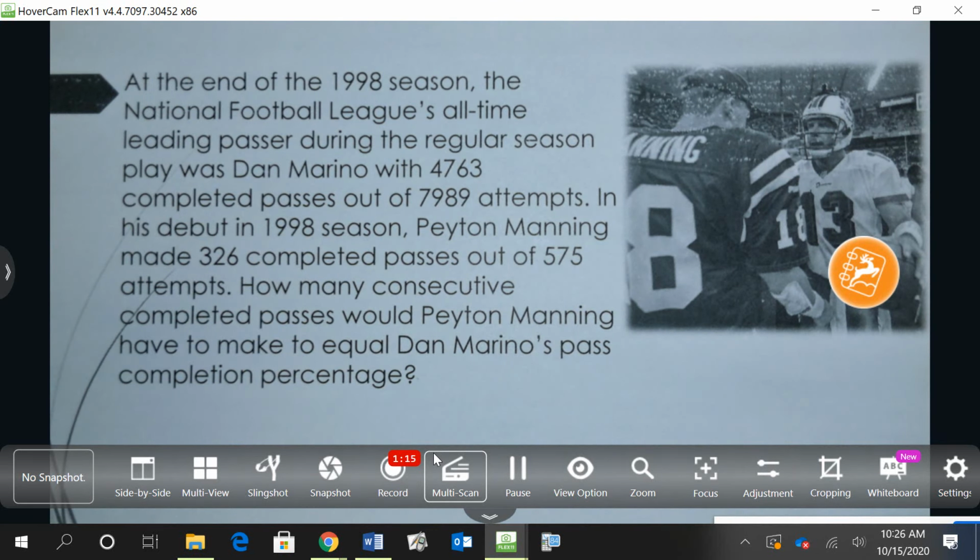Since I enjoy sports, and I know not a lot of you do, can I have a smiley face if anybody has even heard of these 2? Just curious, it's not going to help your grade. Has anybody ever heard of Peyton Manning or Dan Marino? Nobody. Ugh. Okay, so here we go.